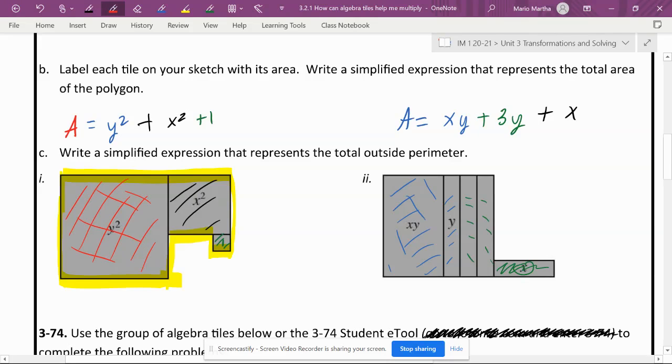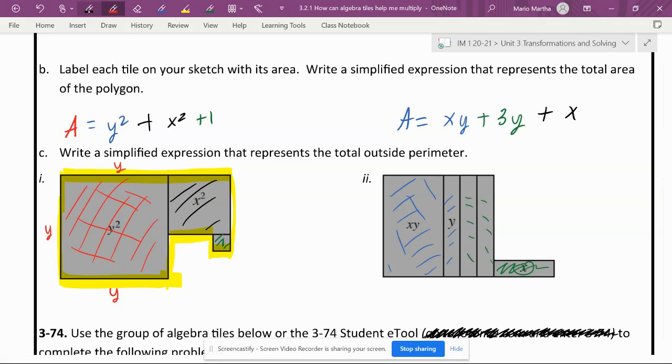So for the first square, the y square, the big one, the length of this side would be y. This would also be y, right? So again, the area is y times y. So that's why you get y squared. And then on top, we also have y, right? So that's at least 3y right there.